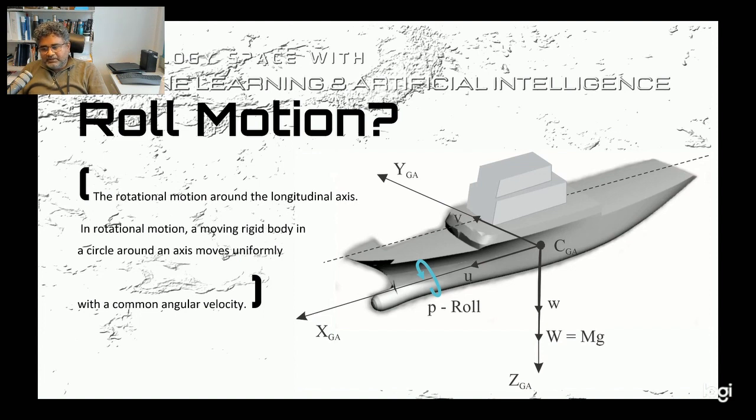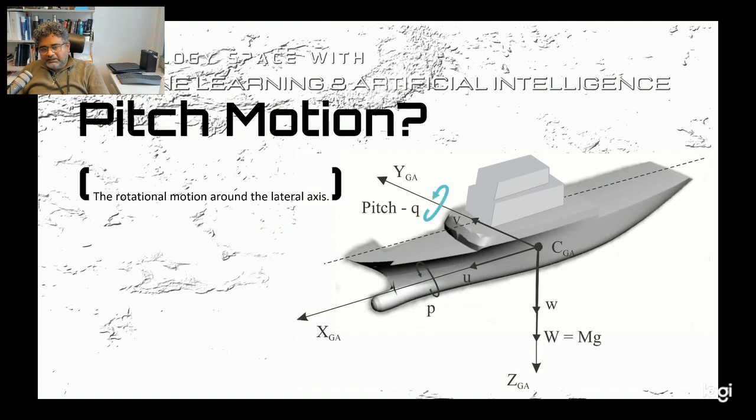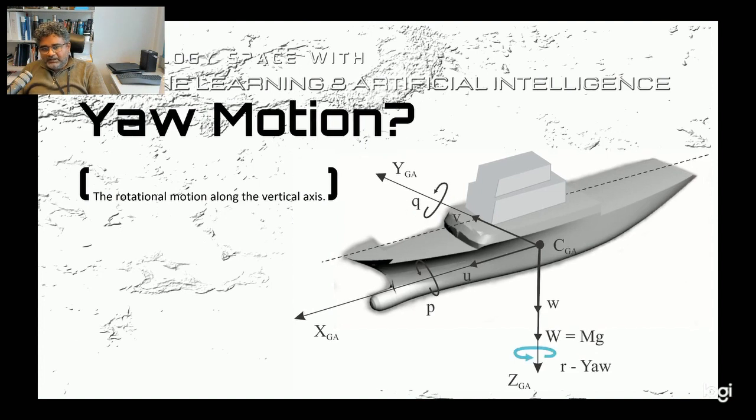In this figure I am representing the roll motion as P. The next terminology would be the pitch motion. The pitch motion can be defined as a rotational motion around the lateral axis. In this figure I am representing the pitch motion by Q. And finally, the rotational motion around the vertical axis can be defined as the yaw motion, and I am representing the yaw motion in this figure by R.